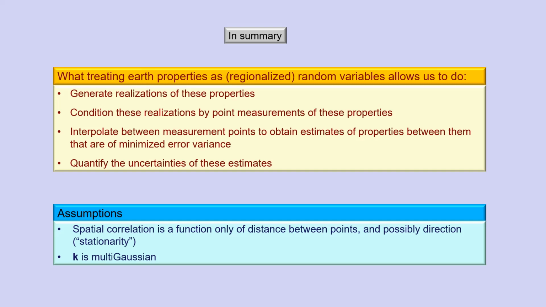We can generate realizations of hydraulic properties throughout a model domain. They can be conditioned on the fact that at certain points within that domain, we have measurements of those properties.